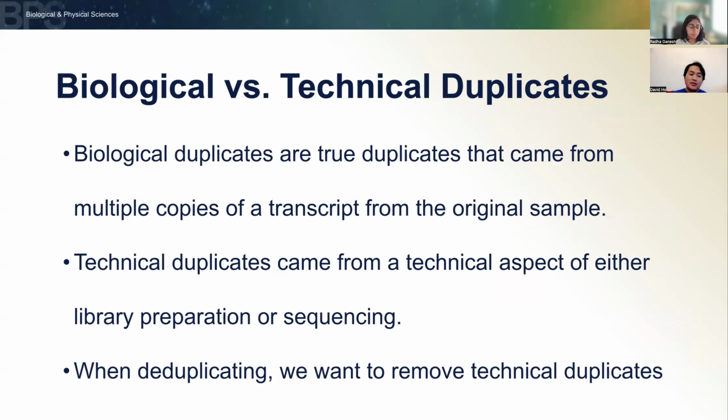So with these duplicates, they can be classified into two main groups, either biological or technical. With biological ones, they are considered true duplicates that come from multiple copies of a transcript from the original sample. So essentially that means that these duplicates were already present before any amplification was done to the samples. With technical duplicates, however, they were introduced and created from a technical aspect from either the library prep or sequencing. So in this context, when we mean deduplicating, the goal is to remove technical duplicates.